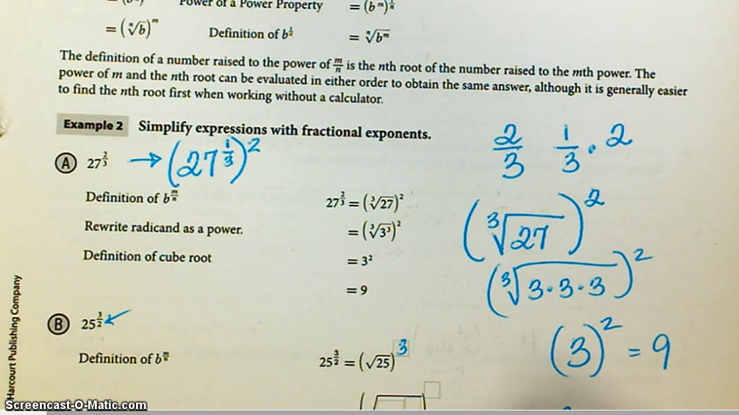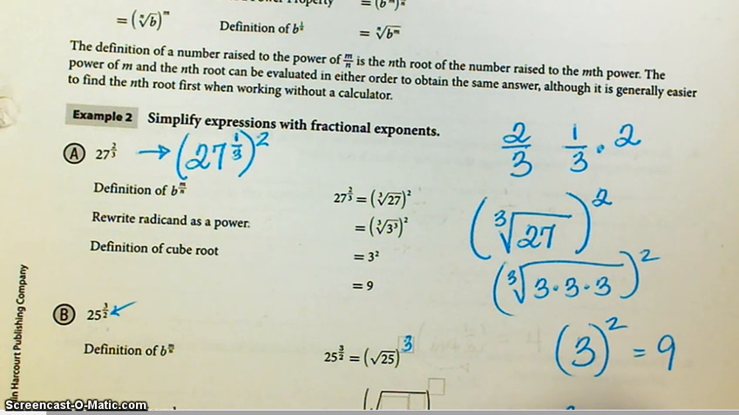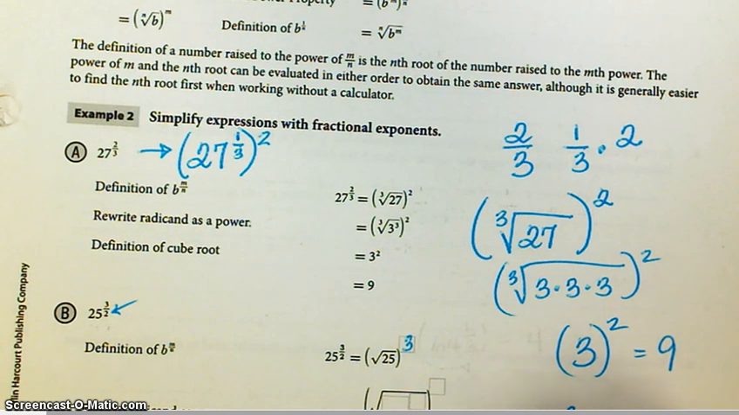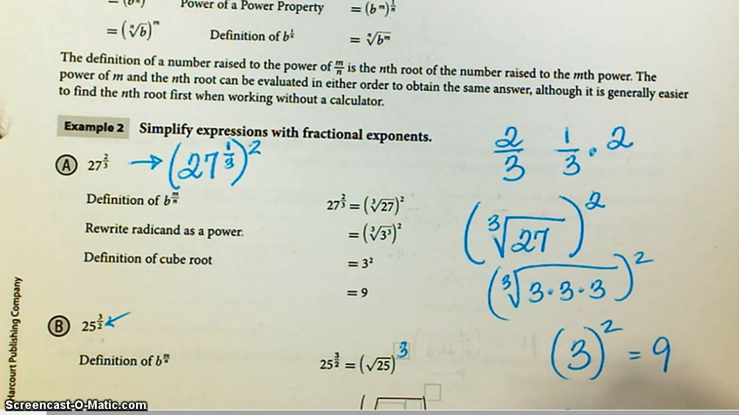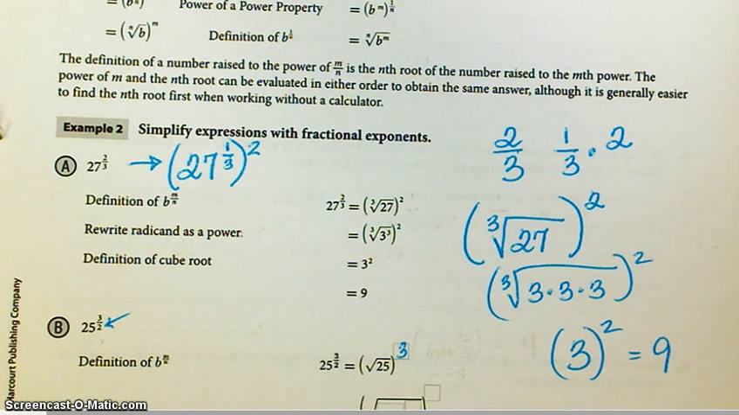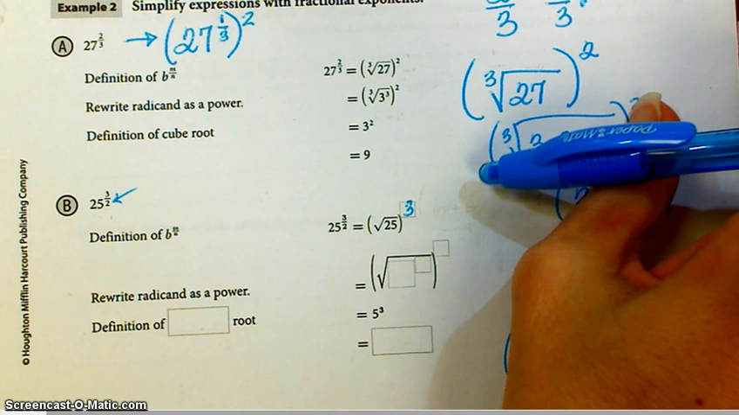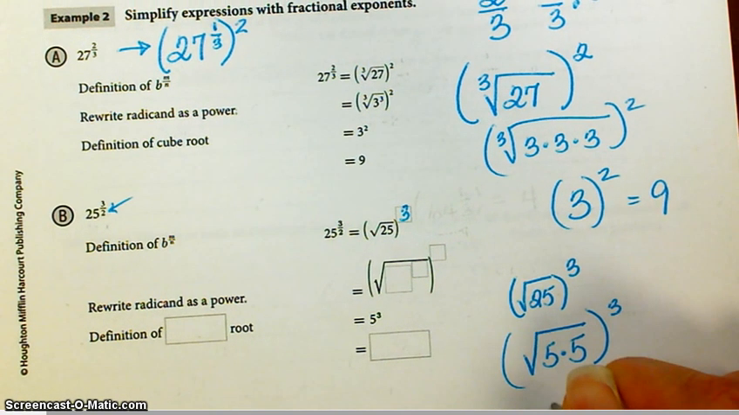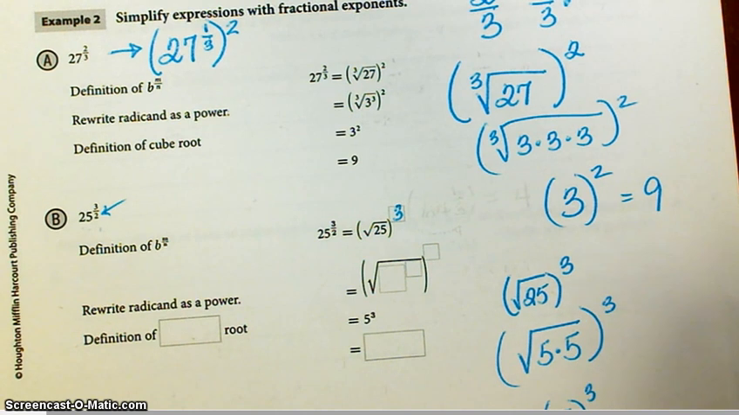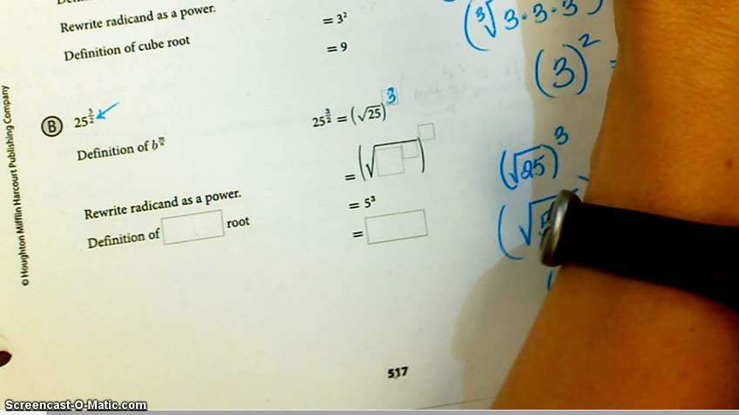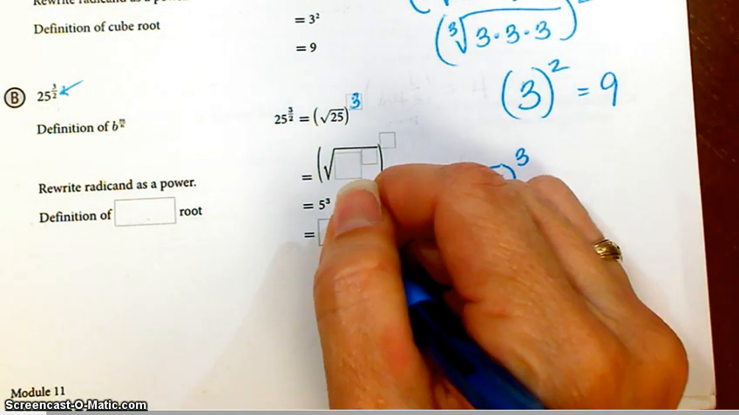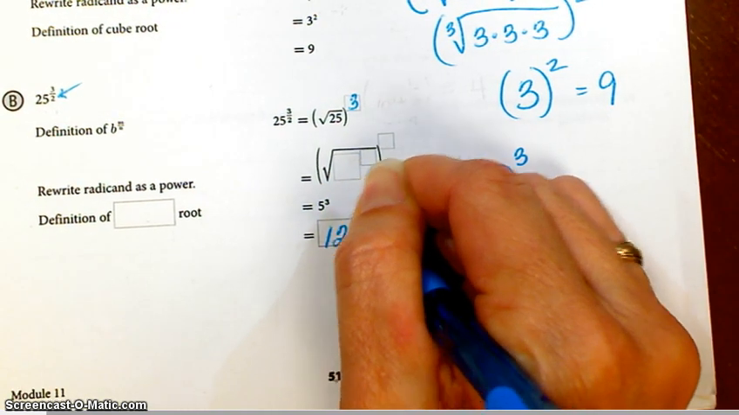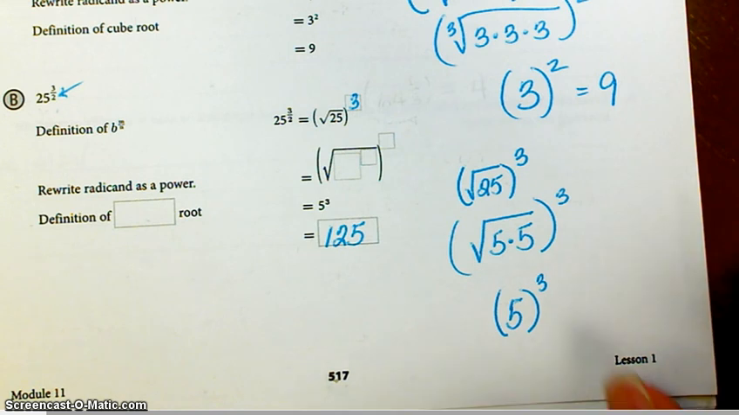Square root of 25 is whatever number multiplied by itself gives you 25. So what is the square root of 5 times 5? Square root of 5 times 5 is just 5. And 5 to the 3rd is 5 times 5 times 5, which is 125. Okay? All right, let's keep going and just do some more examples, shall we?